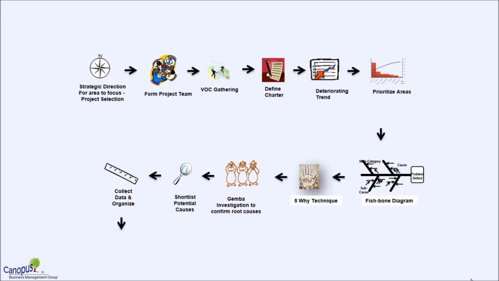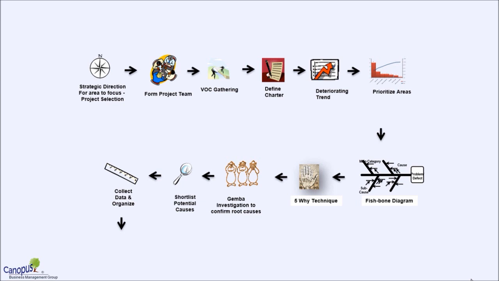So the project starts like this. It starts by identifying the strategic direction that the organization has, and as a result, identification of the most important projects. Following this, a team is formed and the team starts gathering voice of customer. In Six Sigma, voice of customer plays a very important role, whether you are doing a project that is facing the end customers or a project that is facing internal customers. It is very important for you to go and capture the voice of the customers.